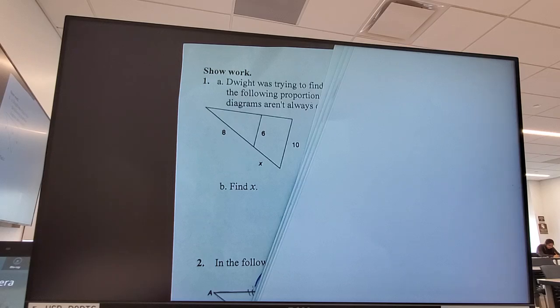Is 6 a side in a small triangle? Yes. Is 10 a side in the big triangle? Yes. Is 8 a side in the small triangle? Yes. Is x a side of the big triangle? No. What is the side of the big triangle? There it is. So it's not 6 is to 10 as 8 is to x, it's 6 is to 10 as 8 is to 8 plus x.